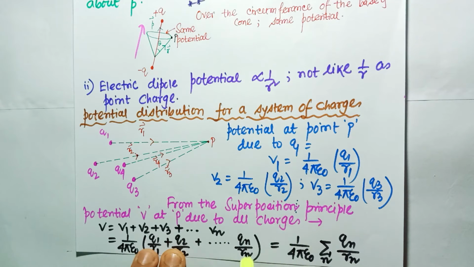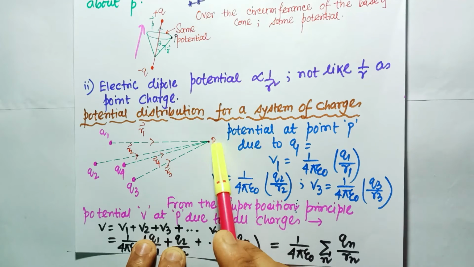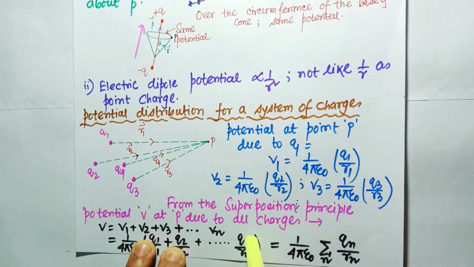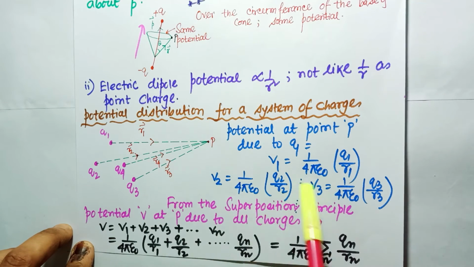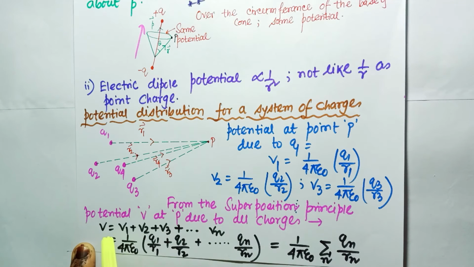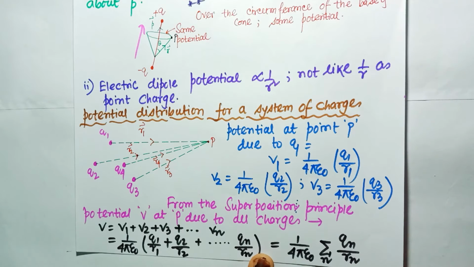So from the superposition principle, we are trying to calculate the potential V at the point P due to all such charge distributions. The individual potentials will add up for the individual charges. So V is equal to V1 plus V2 up to Vn, which gives 1 by 4 pi epsilon naught times the sum over n of Qn divided by Rn.